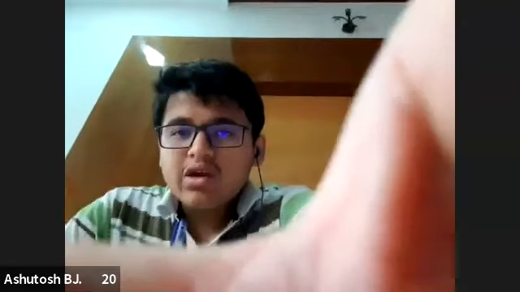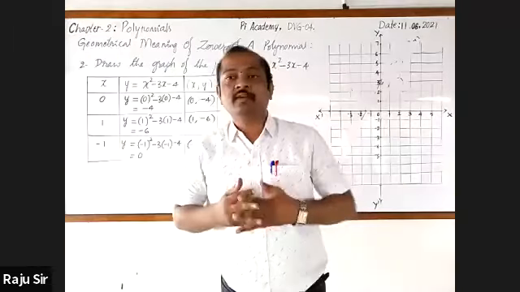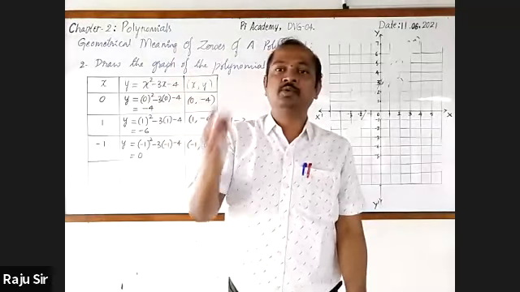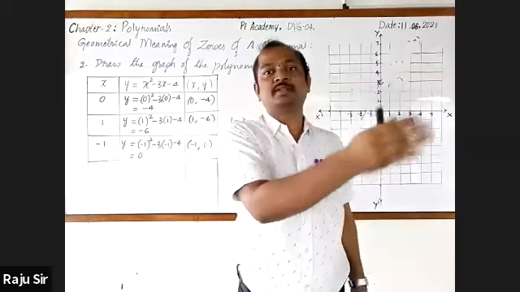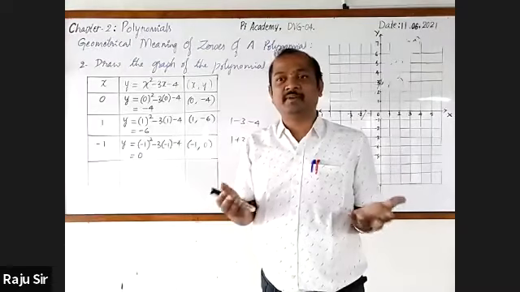Sir, how will we know whether we should take the x value as minus 1 or minus 2? In your previous classes, you have learned that to find the coordinate points, we choose the numbers 0, 1, 2, 3, 4, and so on. Similarly, minus 1, minus 2, minus 3, minus 4. Any number can be taken.